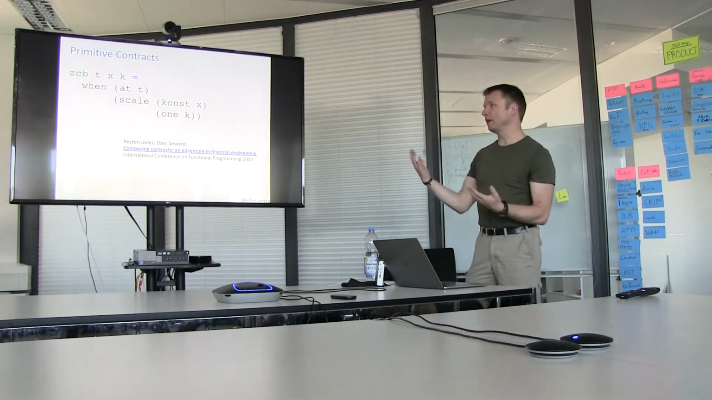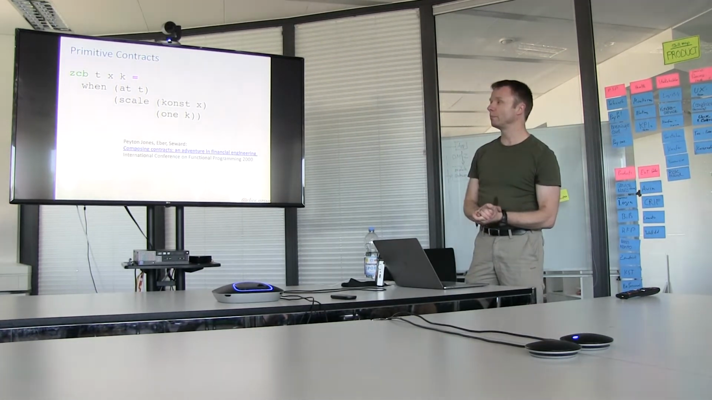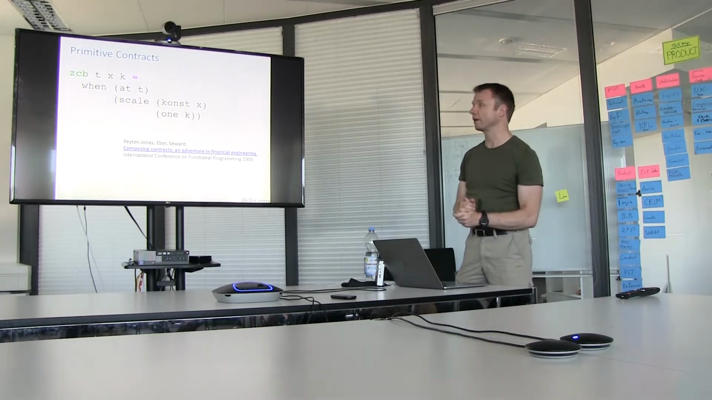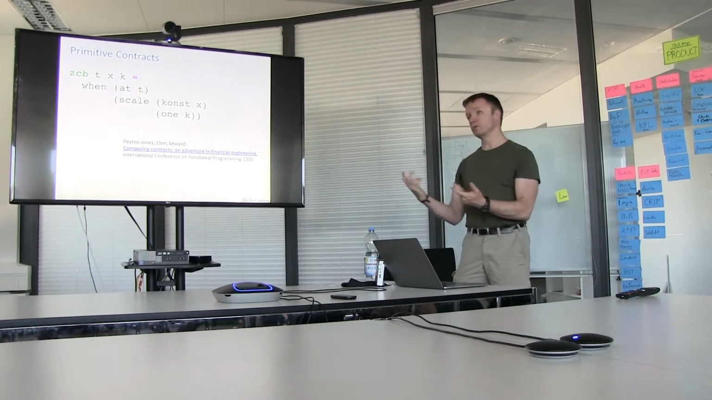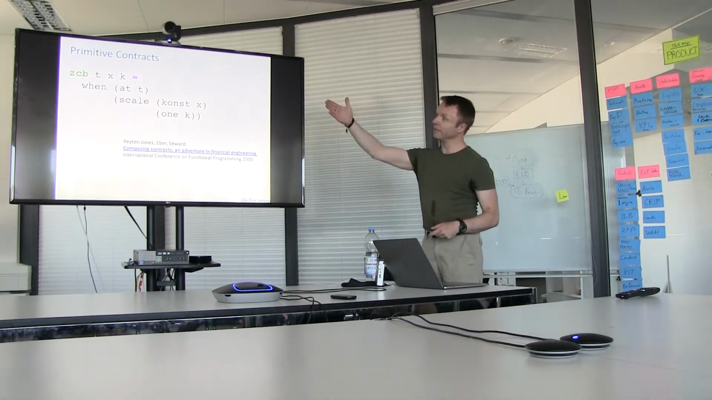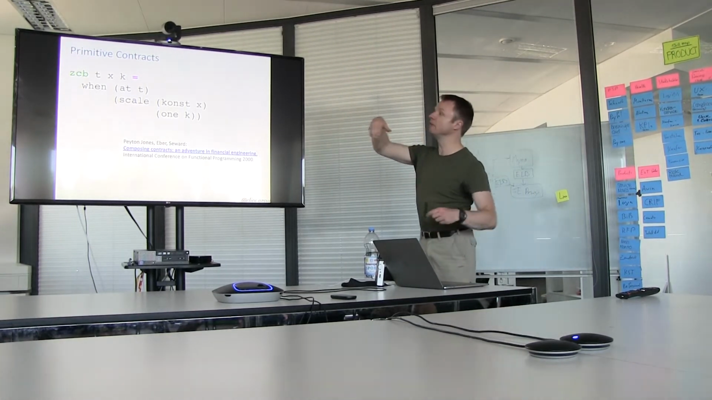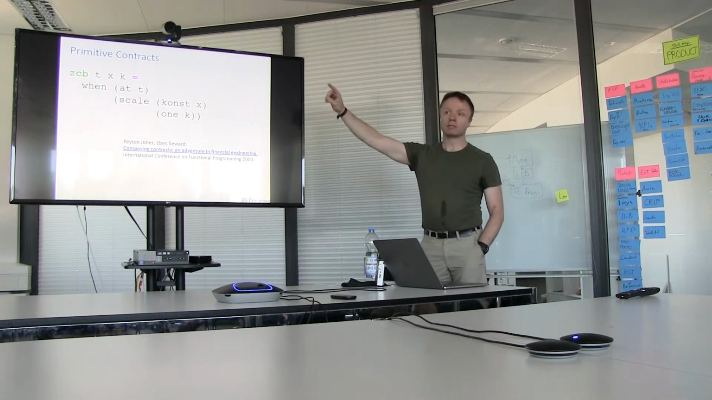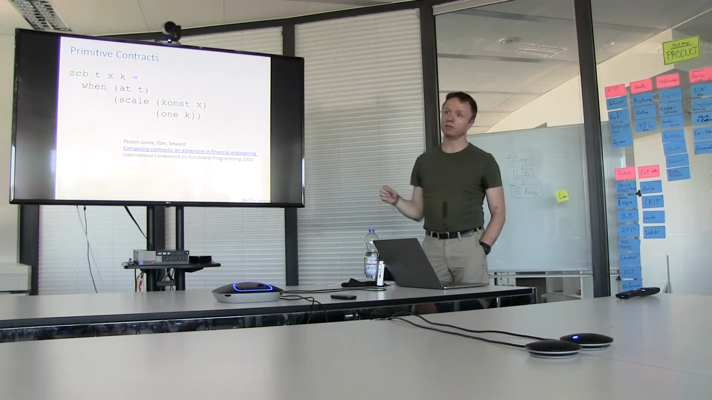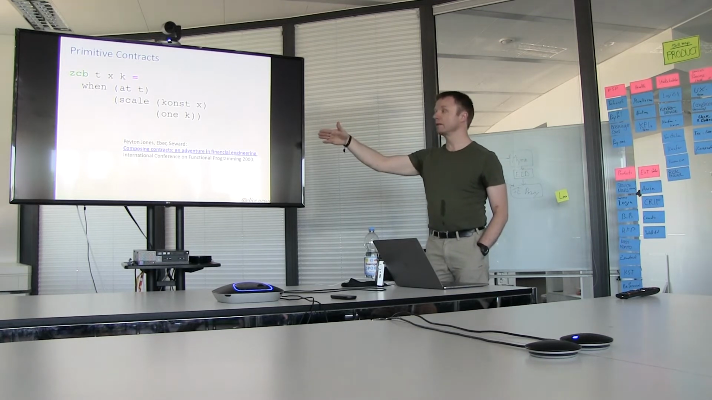So there's a famous paper from, I'm not sure, from 2001, I think, in functional programming that says, well, we could compose contracts out of smaller parts. So we could write that ZCB function like this. It says, well, T is the time, X is how much, and K is the currency, right? And we could try to write it down like this.